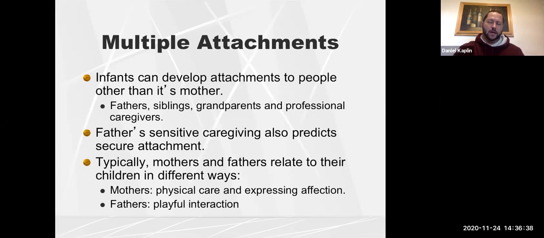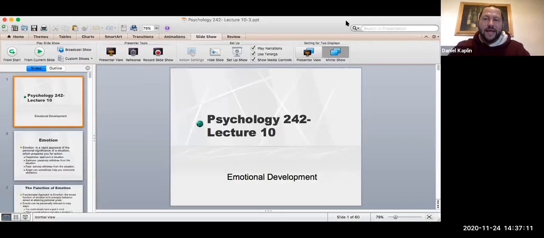Now, in the time of Freud, there was a strong focus on mother-child attachments. And what we find is that children can develop multiple attachments, not just to mom, but they could develop an attachment to dad. And how they demonstrate their bond is different. Mothers oftentimes demonstrate their attachment through physical care and expressing affection, whereas fathers tend to be more playful in their interactions. So that's the lesson.